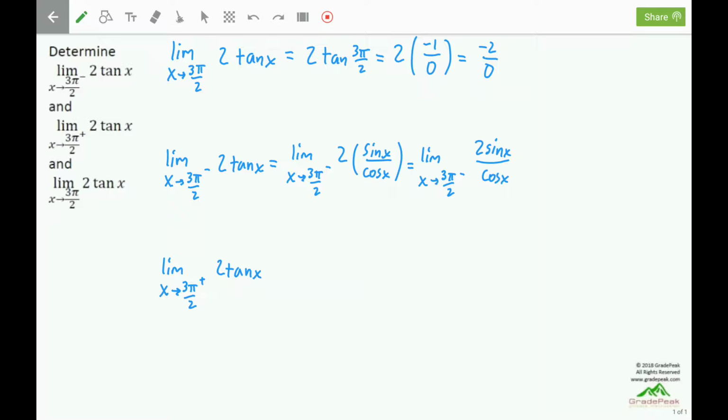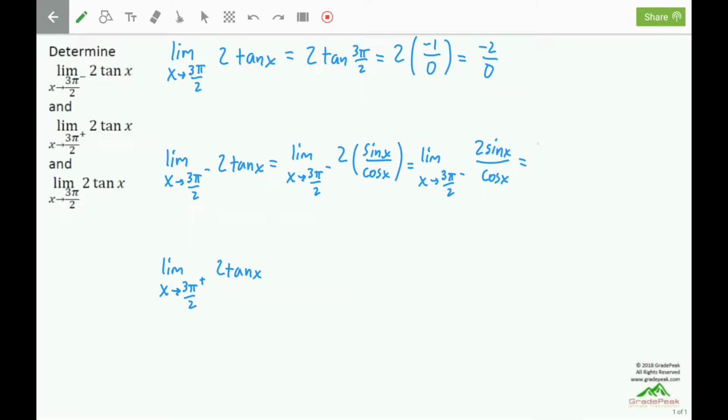We're on the left side of 3 pi over 2 here, so we're going to think of what happens with cosine on the left side of 3 pi over 2. Left side of 3 pi over 2 is less than 3 pi over 2. On the unit circle, less than 3 pi over 2 is in the third quadrant. In the third quadrant, cosine is a negative number. But it's approaching 3 pi over 2, therefore cosine is approaching 0, and we replace cosine of x with a negative 0.